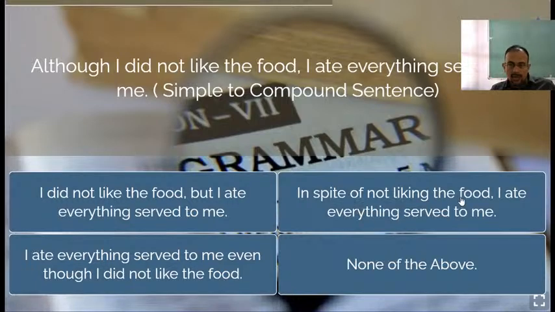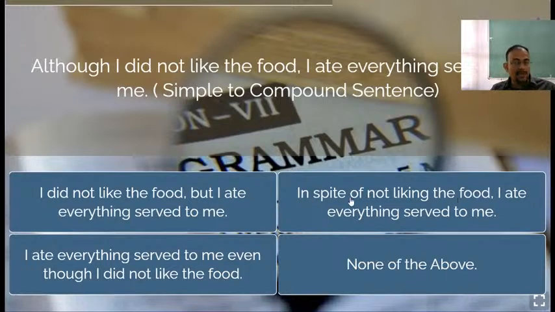In spite of not liking the food, there is no connector, and there is no two-part structure. There are two parts, but one part is dependent on the other. In spite of not liking the food is a subordinate clause which is dependent on I ate everything served to me. So in this example, you can see I ate everything served to me is independent by nature, whereas in spite of not liking the food is not independent by nature. It means it depends on the second part of the sentence.